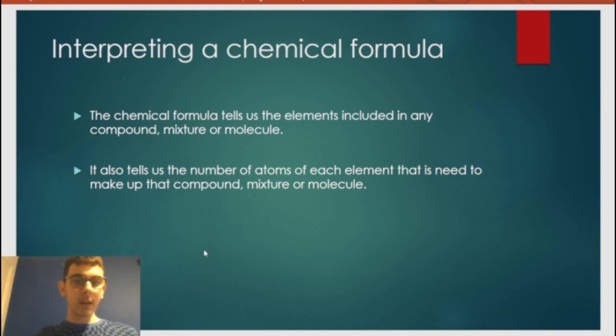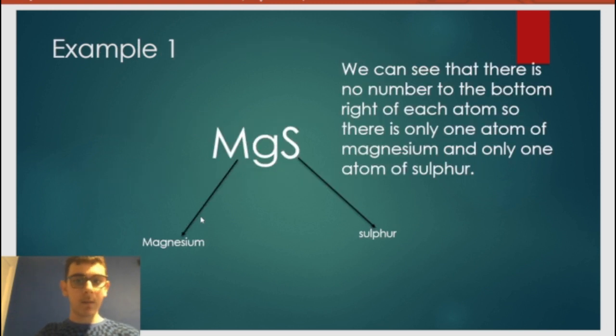So, a chemical formula tells us the elements, including any compound, mixture, molecule, whatever. It also tells us the number of atoms of each element that is needed to make up that compound, mixture, or molecule. So, for example, if I had sodium, carbon, and O3, that would be 1 atom of sodium, 1 atom of carbon, and 3 atoms of oxygen.